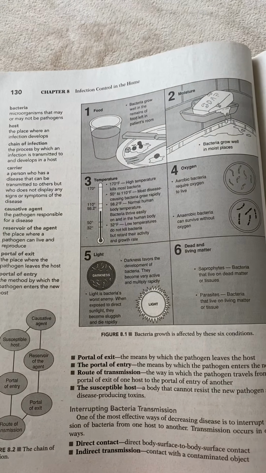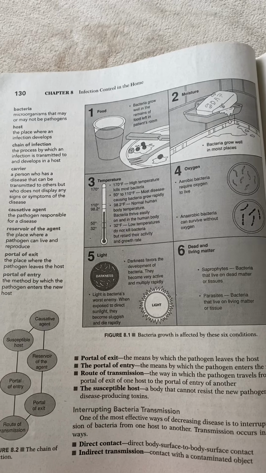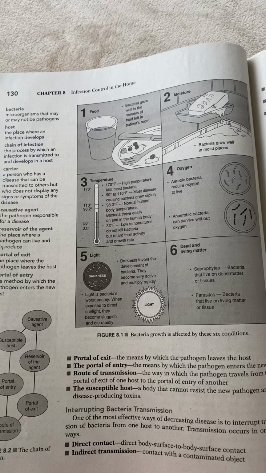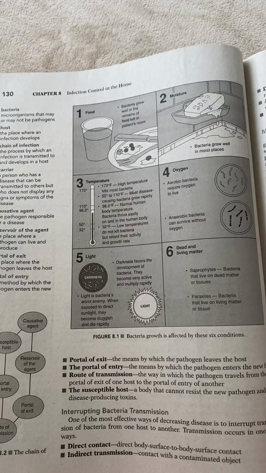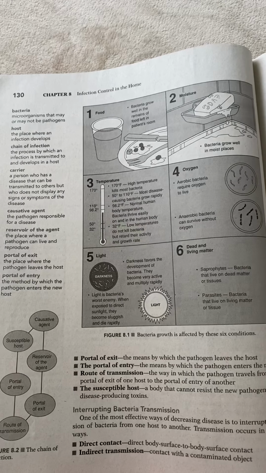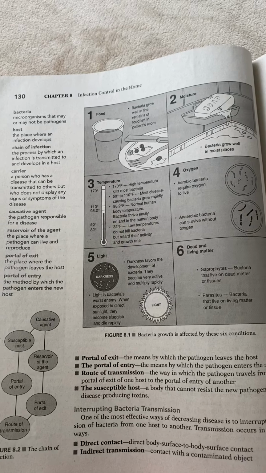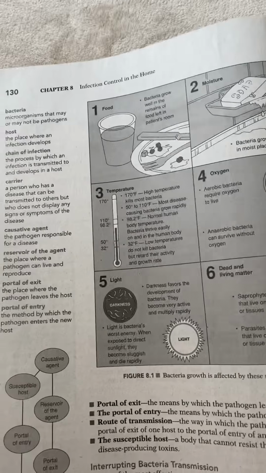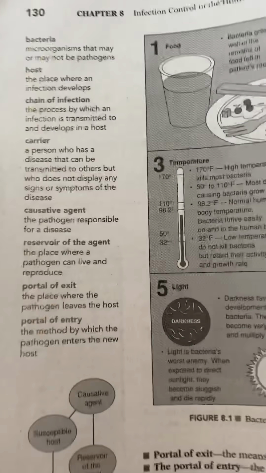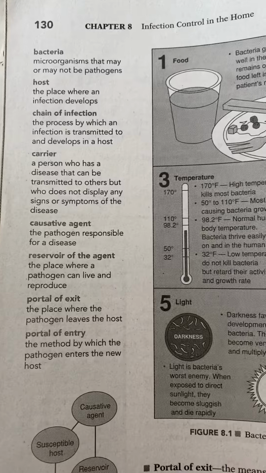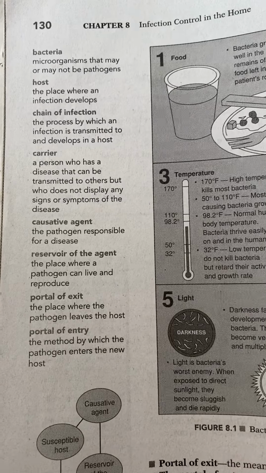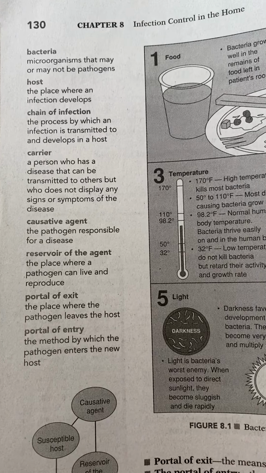6. Dead and living matter. Saprophytes, bacteria that live on dead matter or tissues. Parasites, bacteria that live on living matter or tissue. So, bacteria, microorganisms that may or may not be pathogens.